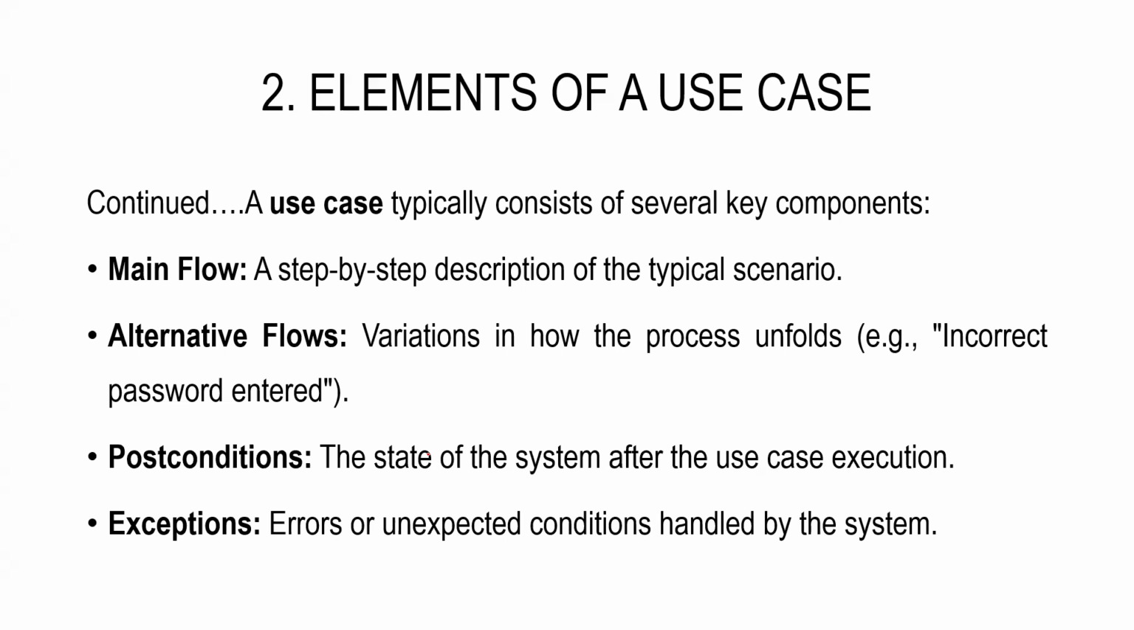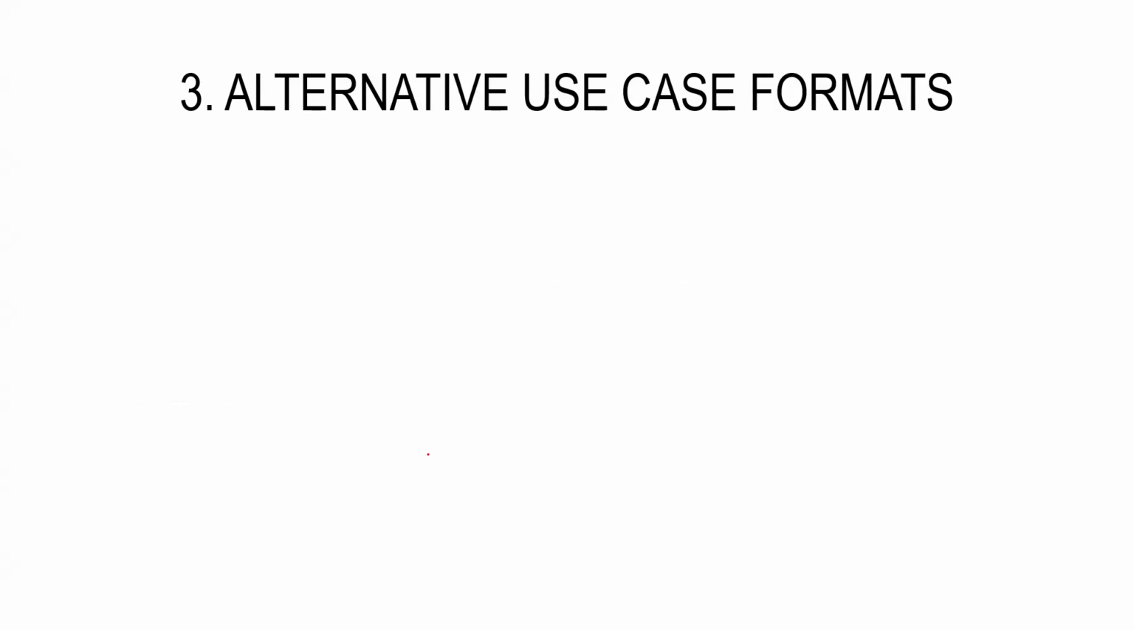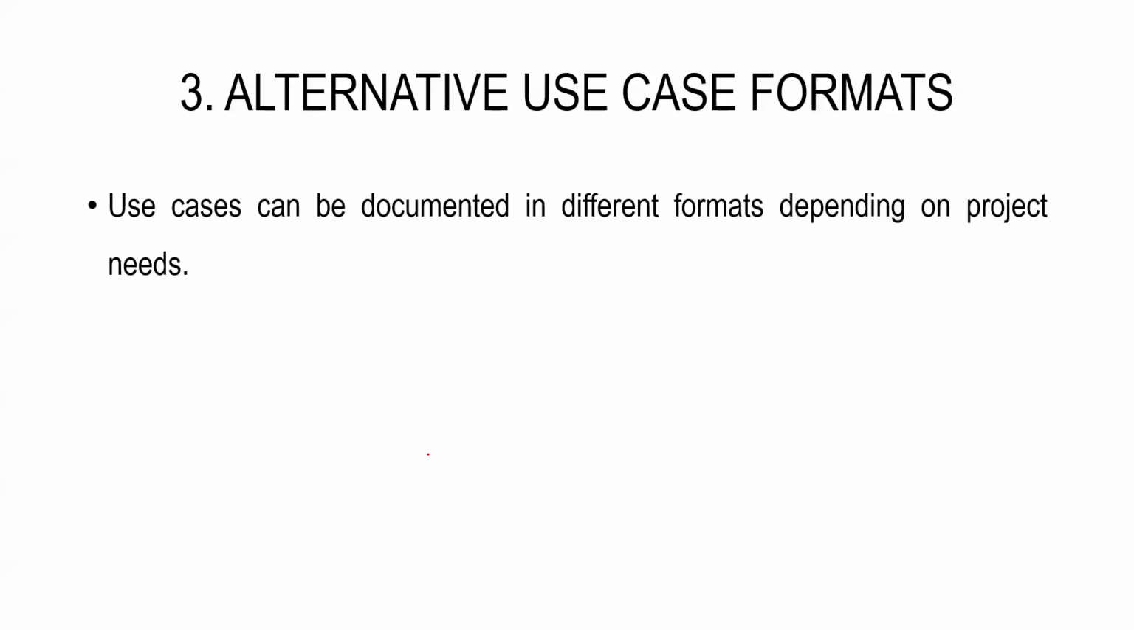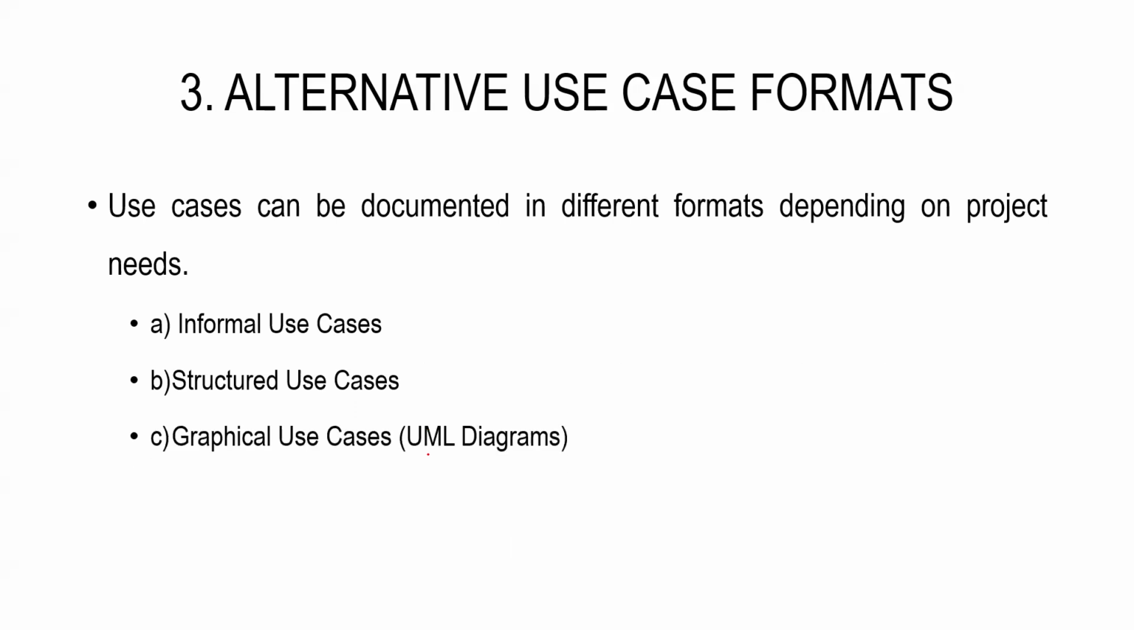And there should be some exceptions of some sort in terms of errors and unexpected conditions that may be handled by the system. Remember, I said we also have some alternative ways, from that diagram that I showed you, in which a use case can be presented. So a use case can be documented in different formats depending on the project needs. One of the ways is through what we call informal use cases. Secondly, through what we call structured use cases. And third, through what we call graphical use cases or UML diagrams.